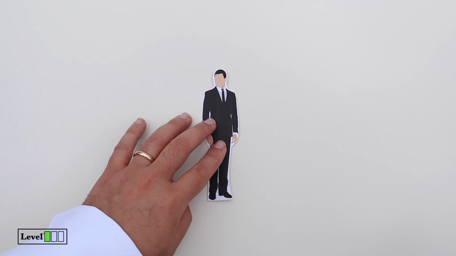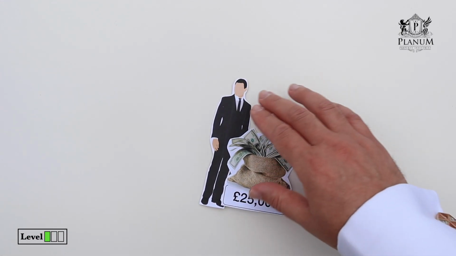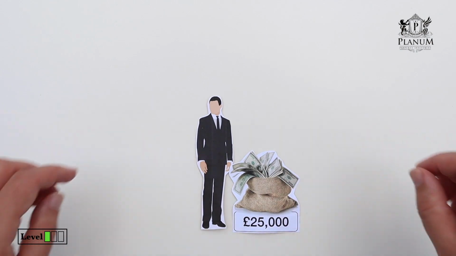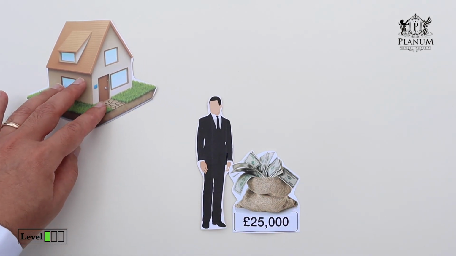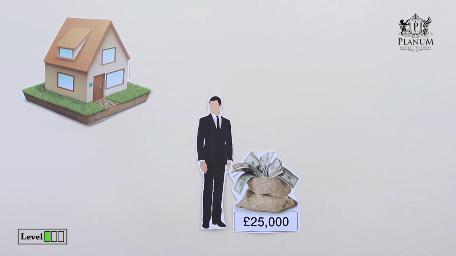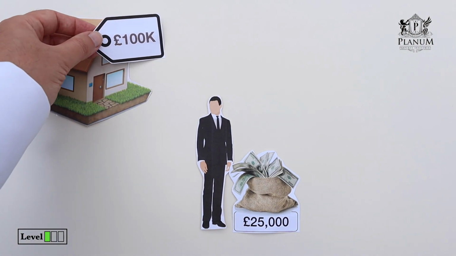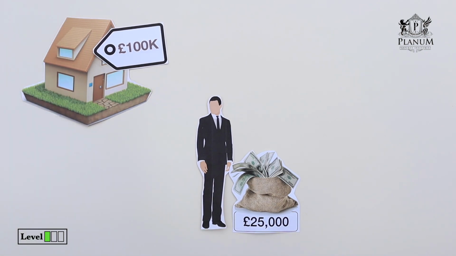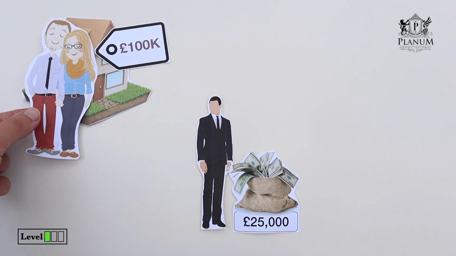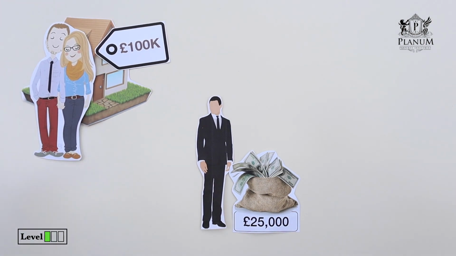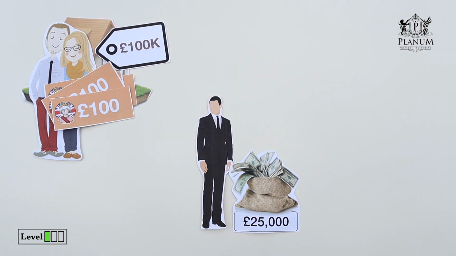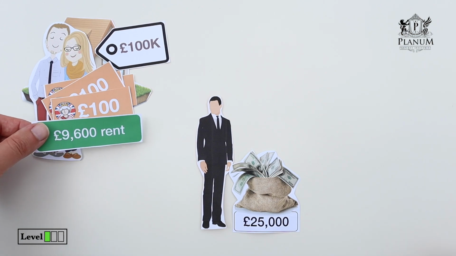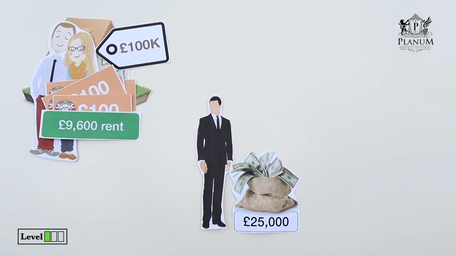Let's say you've got £25,000 to invest, but you're not sure where to invest your money. Your option one is to buy a property. For example, this house, which at the moment is being sold for £100,000. You can put this young couple in your property and they will pay you £800 in rent every month. That's a rental income of £9,600 per year.